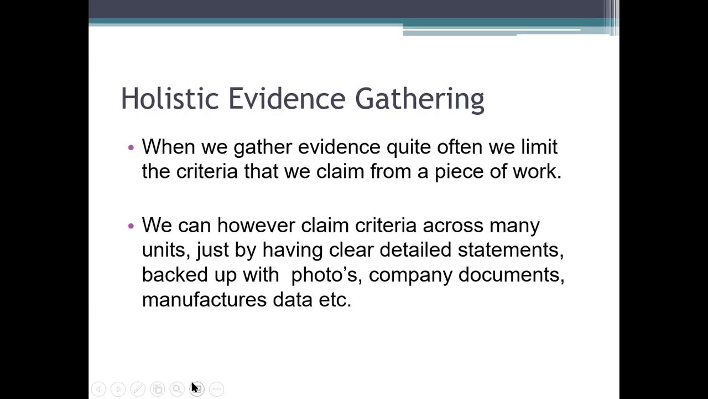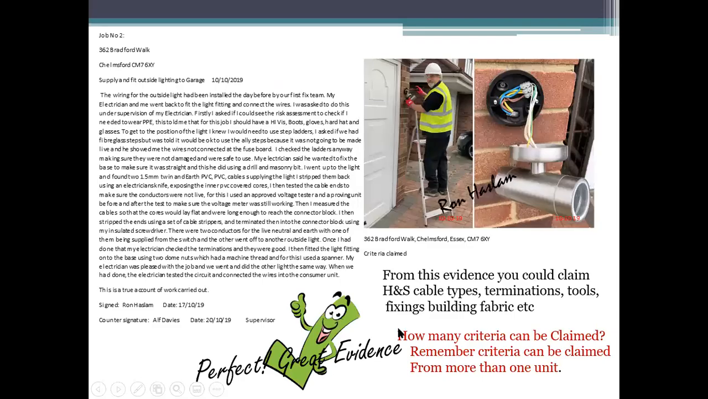When you get these outside lights, I'll leave that one for the next one, but you can gather evidence from that one job across multiple units that you're trying to claim. So in that one job, there is an awful lot of evidence to be gathered. And so I'm going to look at it in this way. So this is job number 2. Now, I haven't put a template for a risk assessment or anything like that, but that would be evidence 2, 3, whatever.